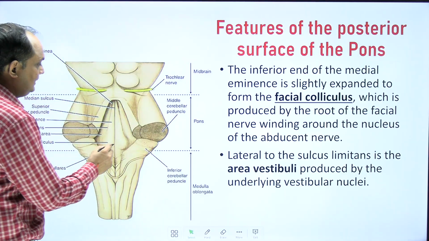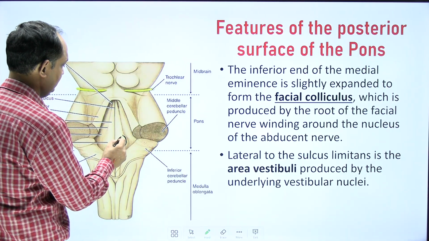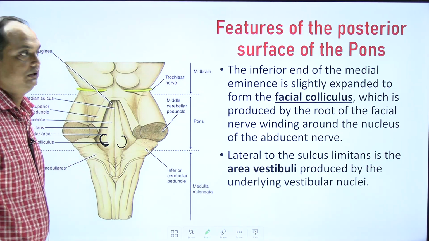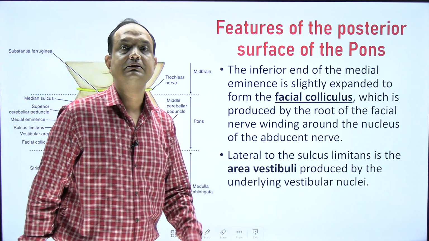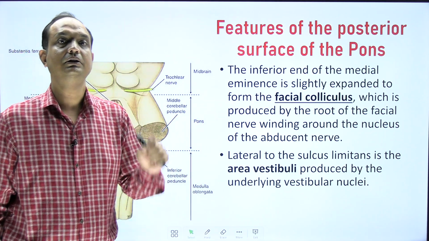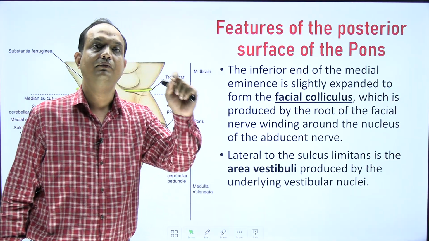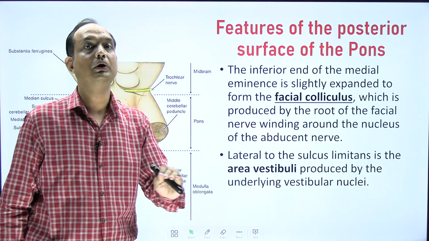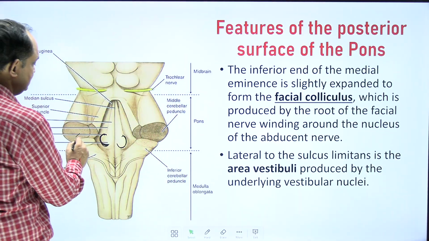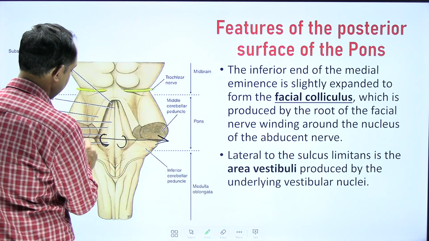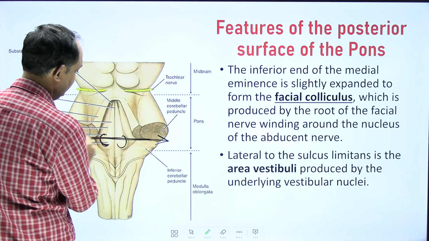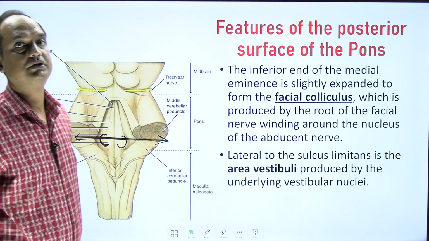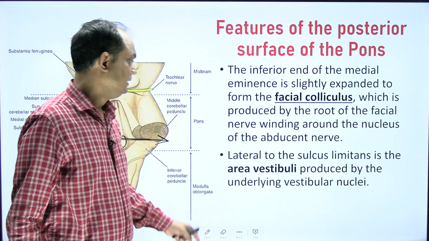Now there is one very important feature seen in the floor of the fourth ventricle. Here you can see this projection, which is present on both sides in the lower part of the pons, known as the facial colliculus. The facial colliculus is a very prominent feature in the floor of the fourth ventricle, which is actually a feature of the pons. Which part of the pons? The lower part of the pons. So when we take the section at the lower part of the pons, your section passes through this prominent area, the facial colliculus, which is a kind of globular projection in the floor of the fourth ventricle.